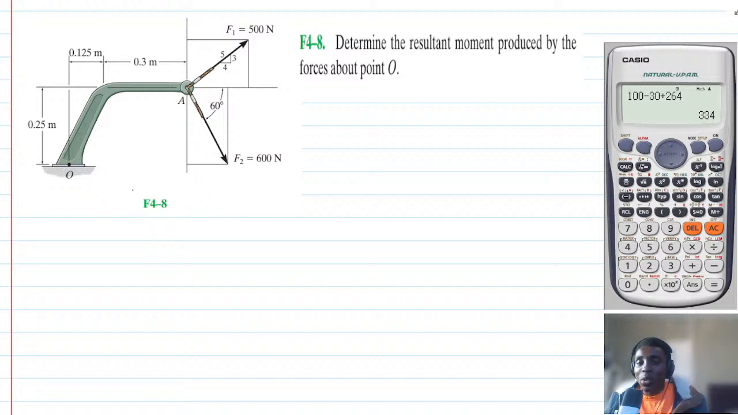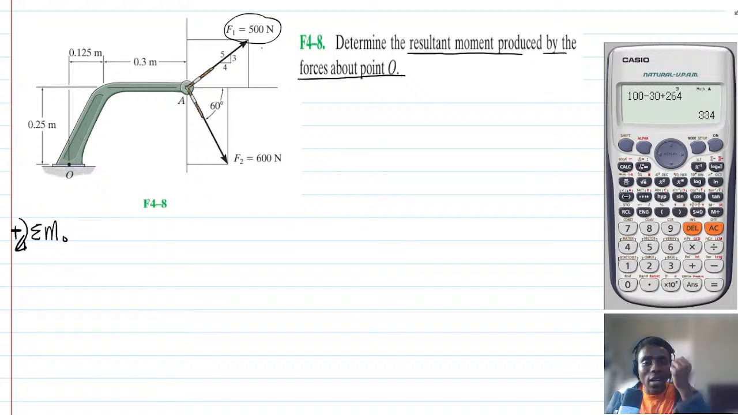So let's look at this question. We are to find the resultant moment produced by the forces about point O. So summation of moment about O, clockwise is positive. Now let's look at force F1. Force F1 has got a component along the X and then along the Y.